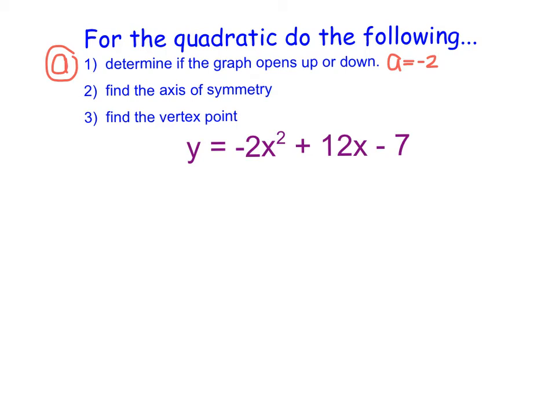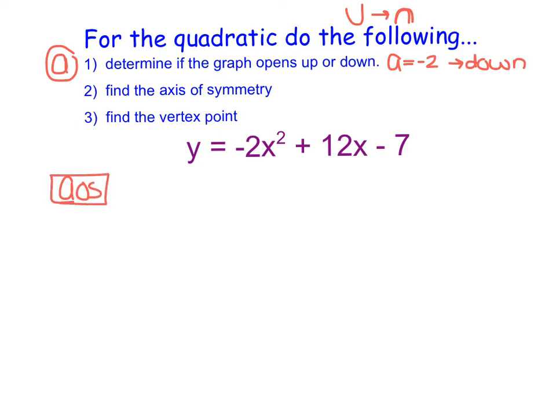And we know that that a value being equal to negative 2 flips our graph from the normal U shape to that upside down U shape. So that a being negative flips it so that our graph is going to open down. So that's what we would expect to see if we were to graph this on the coordinate plane. Then our next step is to calculate our axis of symmetry.